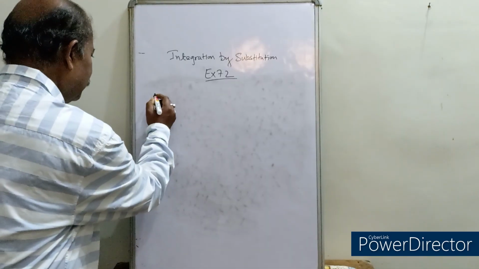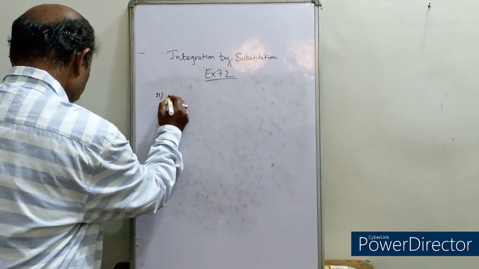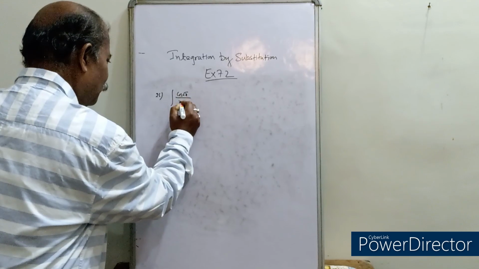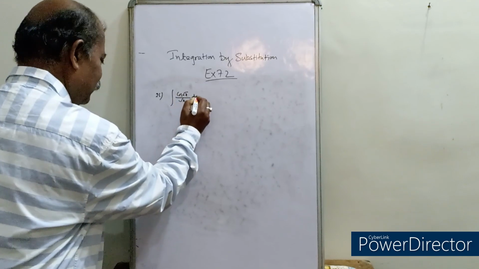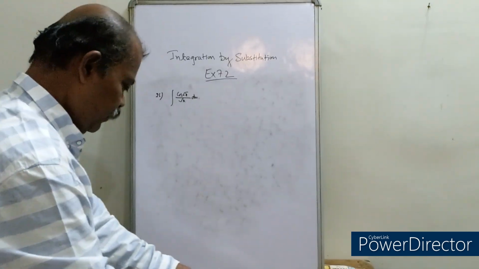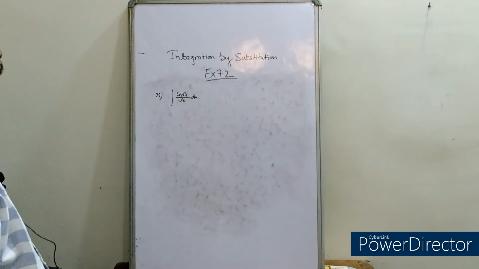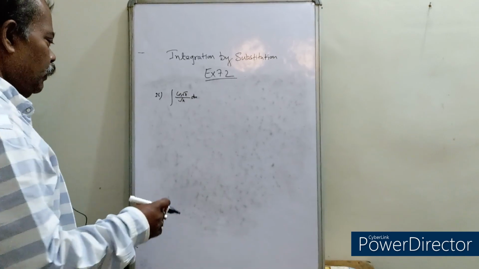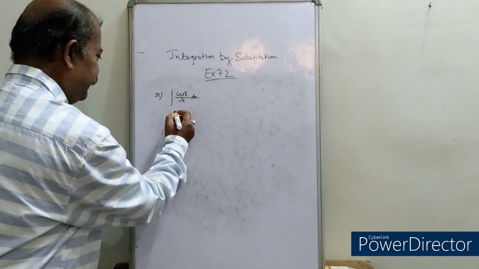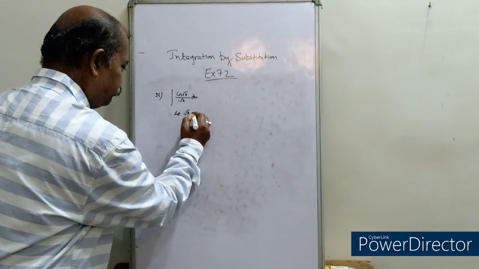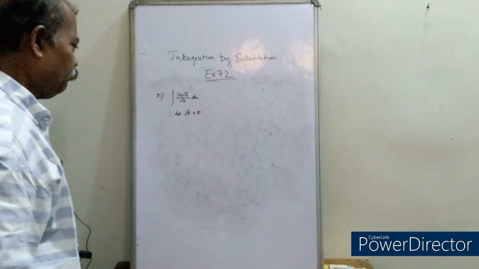Now the next question is 26. Integration of cos root x by root x dx. So here you will see how to solve it. Now what I am going to do here is let root x be equal to t.